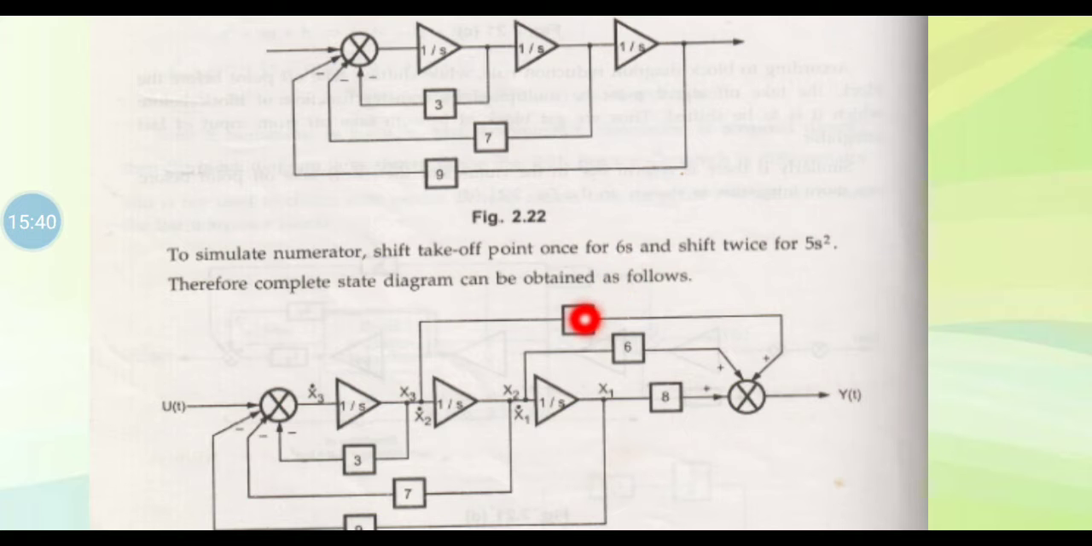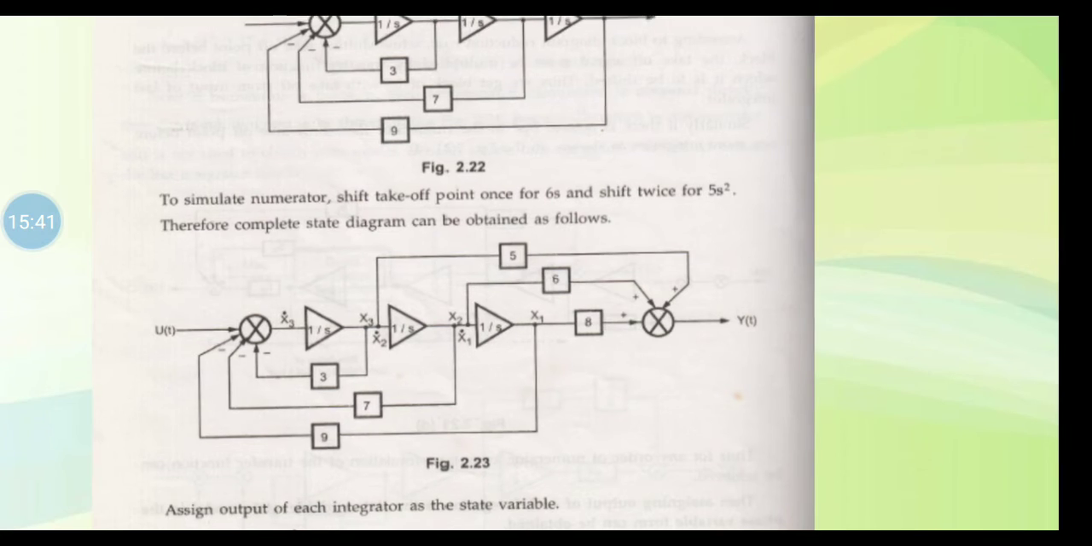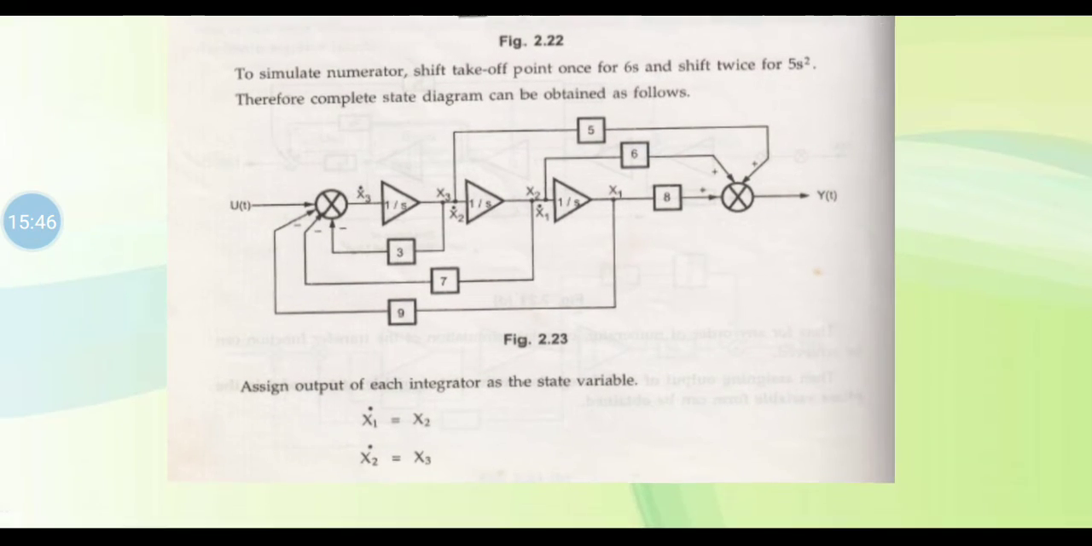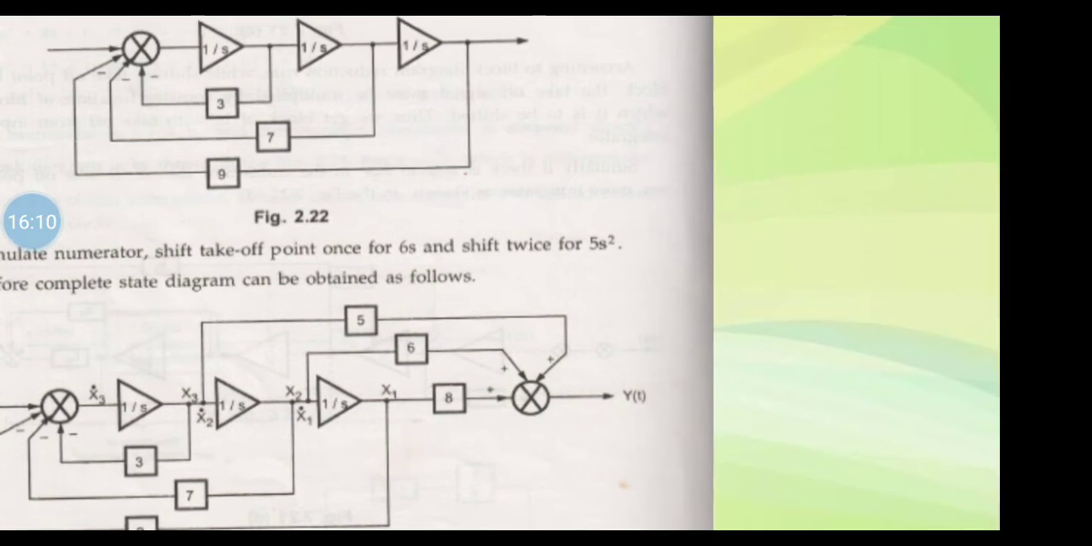So the complete state diagram can be obtained as follows. This is the complete state diagram. This is u of t. Then this is x3 dot. Then this is the integrator, which will give x3. Then this is x2, x1, and this is y of t. So this is how the numerator is simulated.